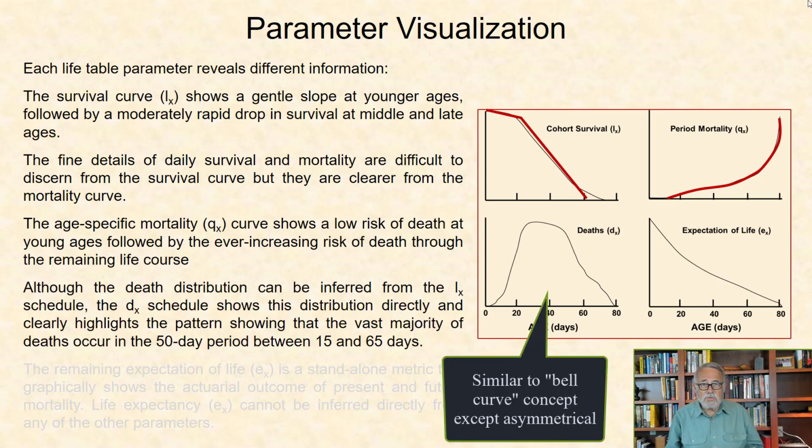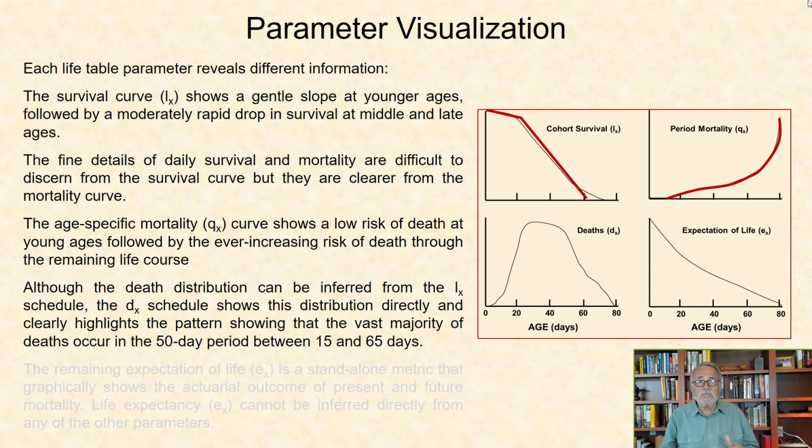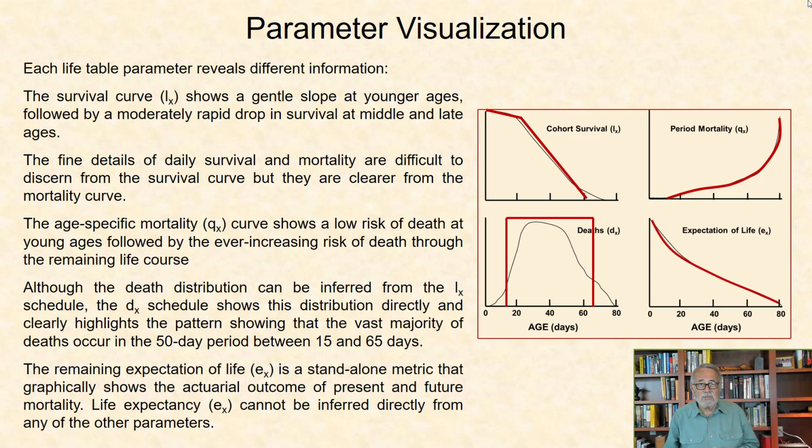Although the death distribution can be inferred from the LX schedule, the DX schedule shows this distribution directly and clearly and highlights the pattern that the vast majority of deaths occur in the 50-day period between 15 and 65 days. The life expectancy at age X, EX, is a standalone metric that graphically shows the actuarial outcome of present and future mortality at each age. Life expectancy EX cannot be inferred directly from any of the other parameters.